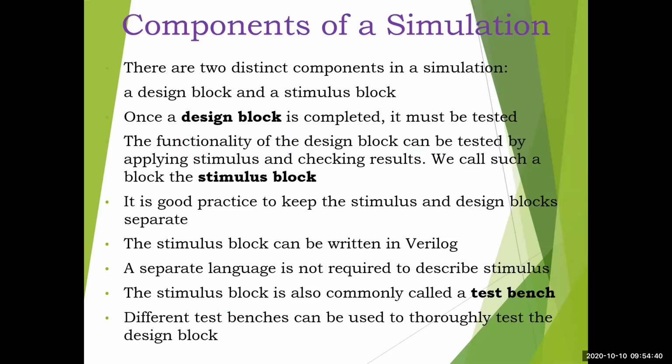So there are two distinct components in a simulation: a design block and a stimulus block. Once a design block is completed, it must be tested. The design block is nothing but writing the code in different abstraction levels: gate level, switch level, behavioral level, data flow level, as we mentioned in the previous class. The stimulus block means the functionality of the design block can be tested by applying stimulus and checking results. We call such a block the stimulus block.